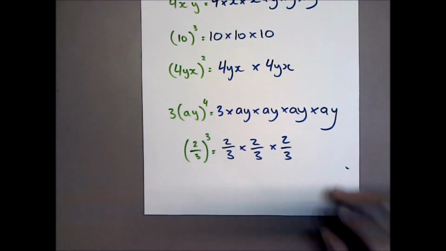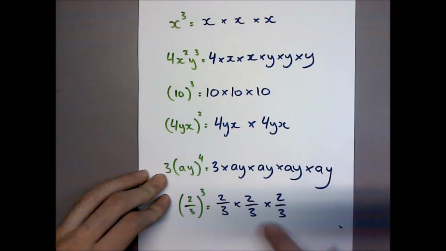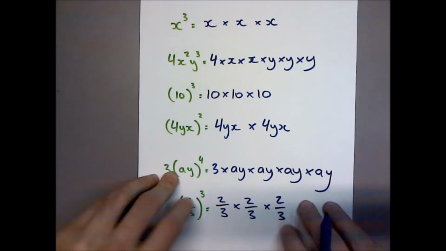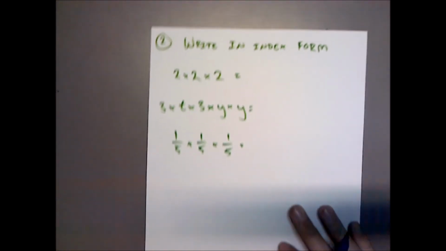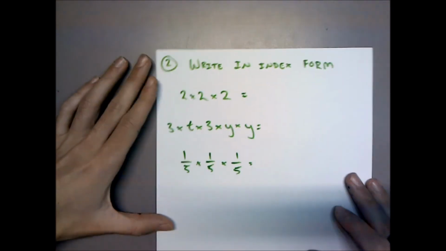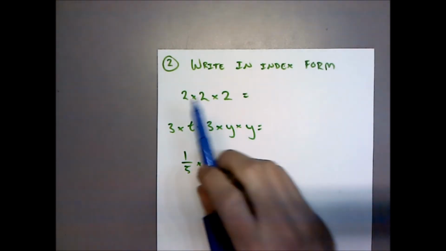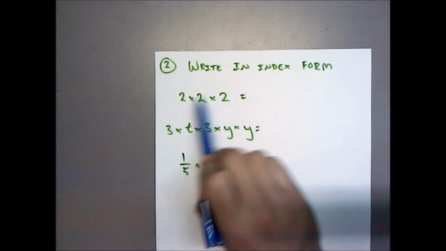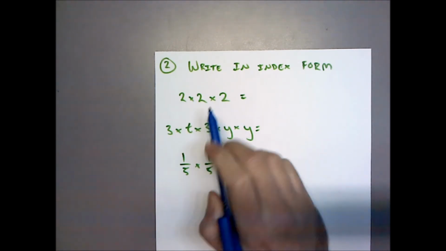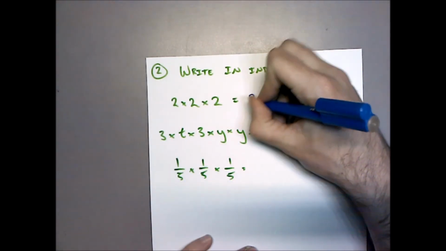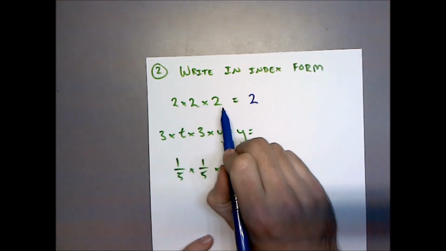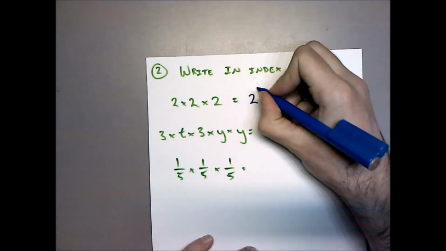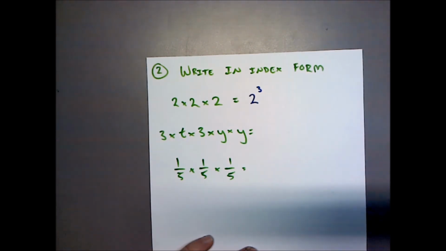Now we'll do a couple of examples going the opposite way. So going from the expanded form back into our index form. So just a couple of examples. And basically you just want to collect all the bases that are the same. So I've got 2's as all my bases, so I can rewrite the base as 2. And I've multiplied it by itself 3 times, so I can write the index as the 3 and you're done.